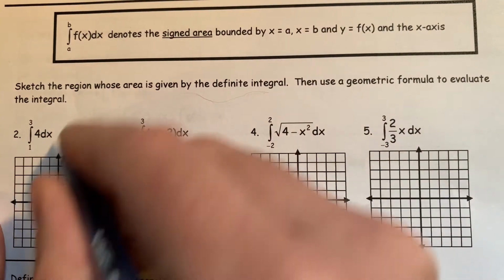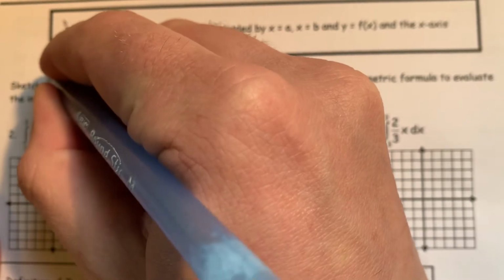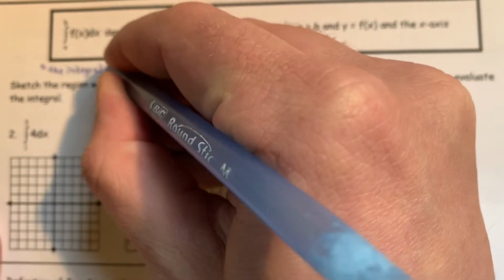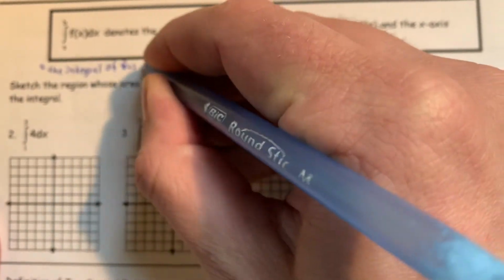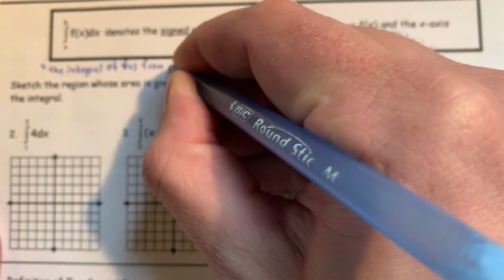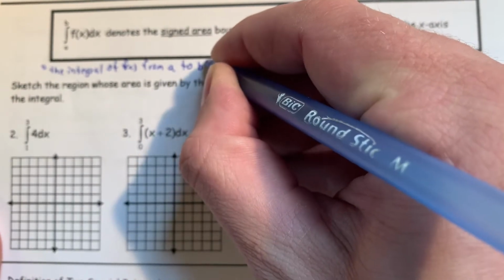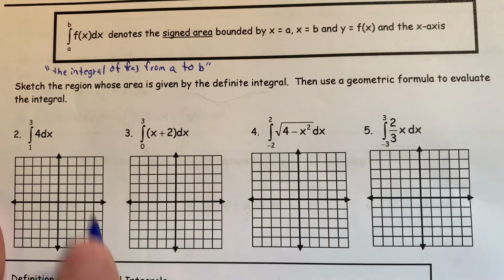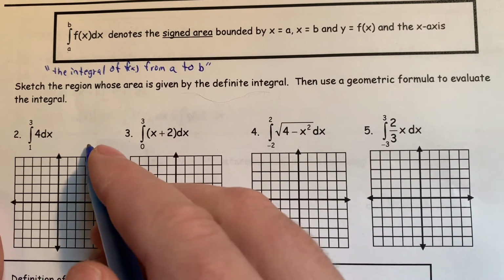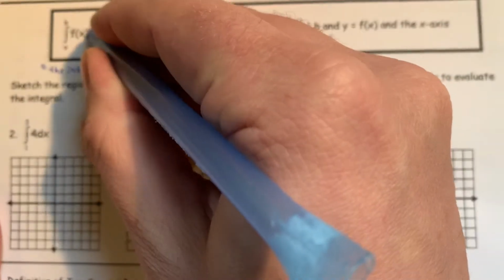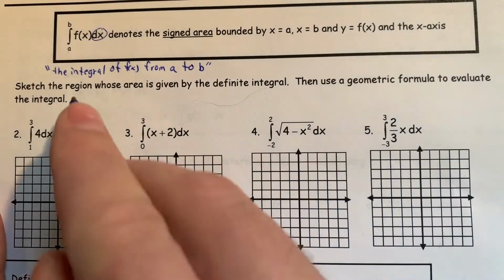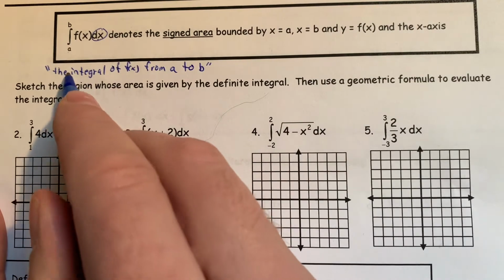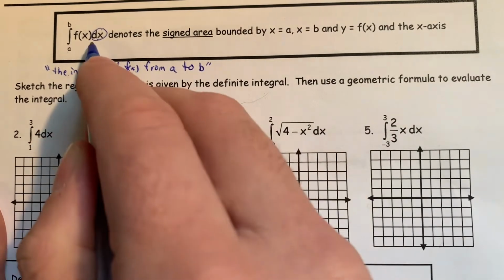And the way we read it is we read this as the integral of f of x from a to b. So the bottom part is where it begins and the top part is where it ends. Sometimes we'll say the integral from a to b of f of x. This dx at the end of it just denotes where the integral ends. We don't really say it out loud a lot of times. So we say the integral of f of x from a to b.